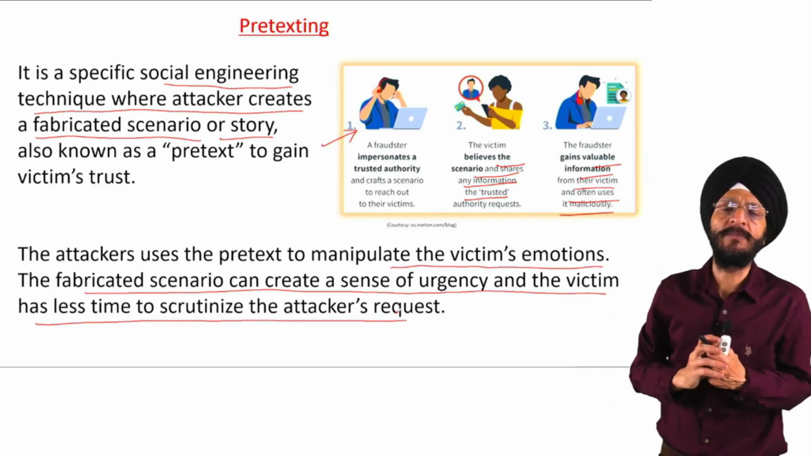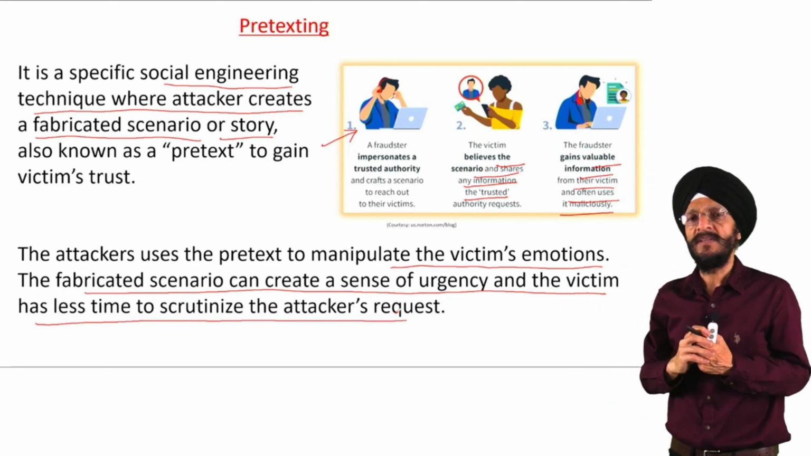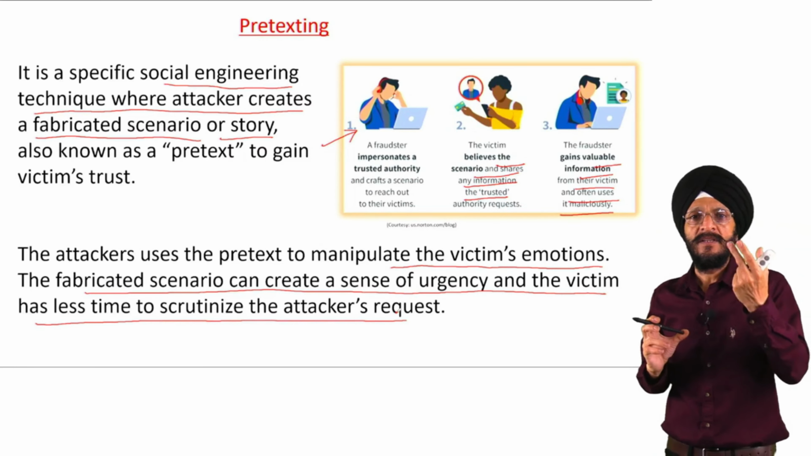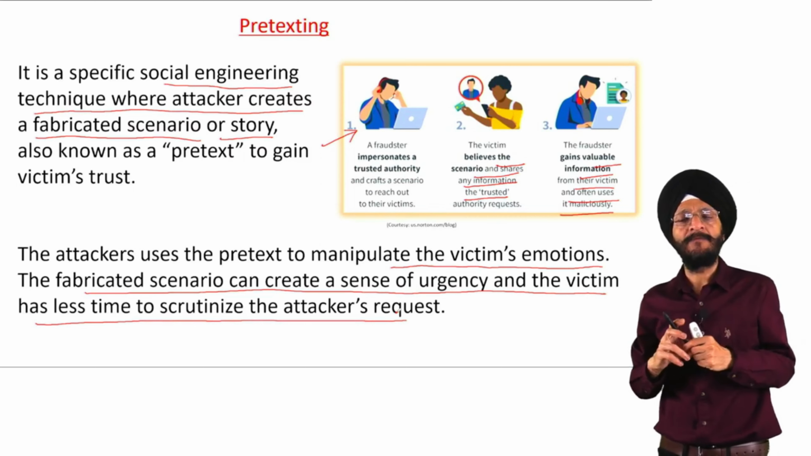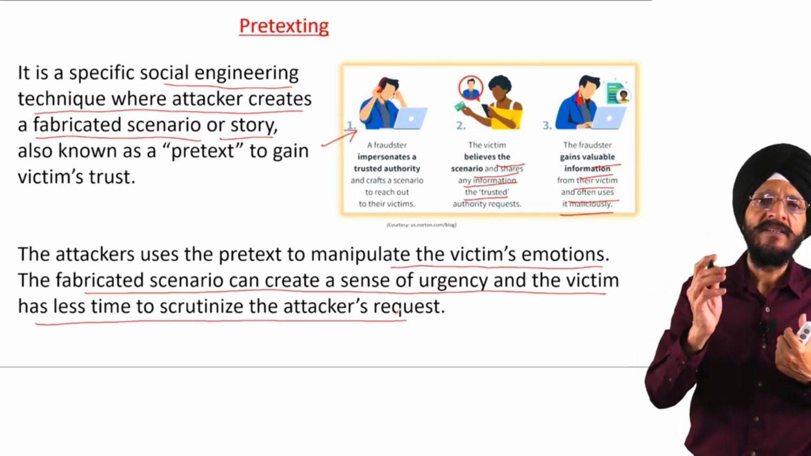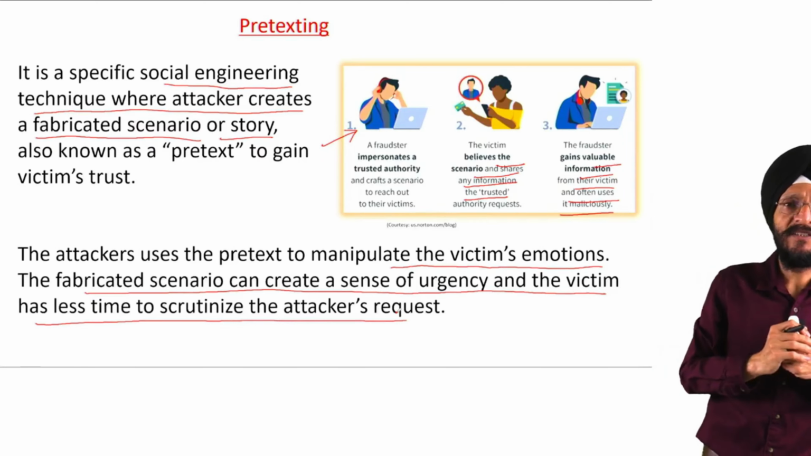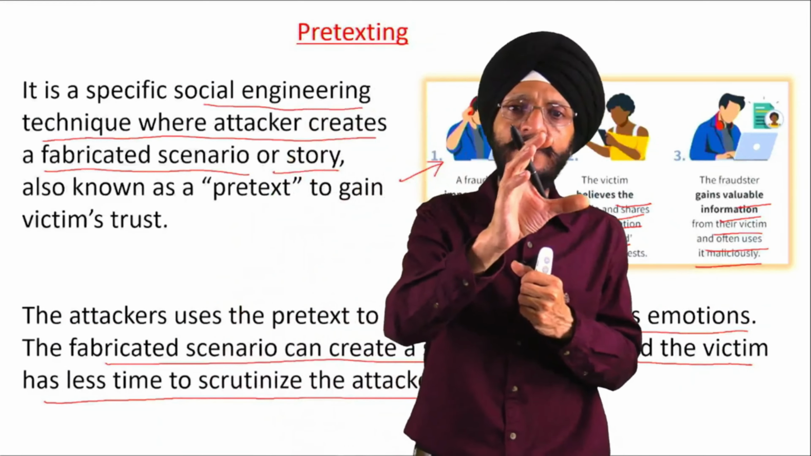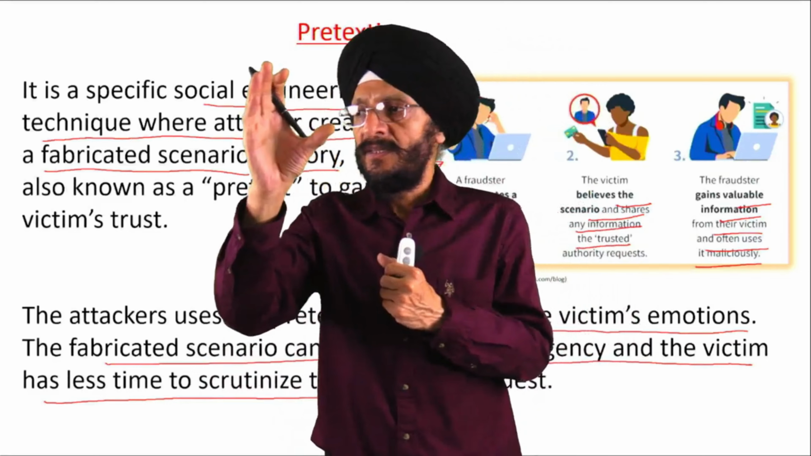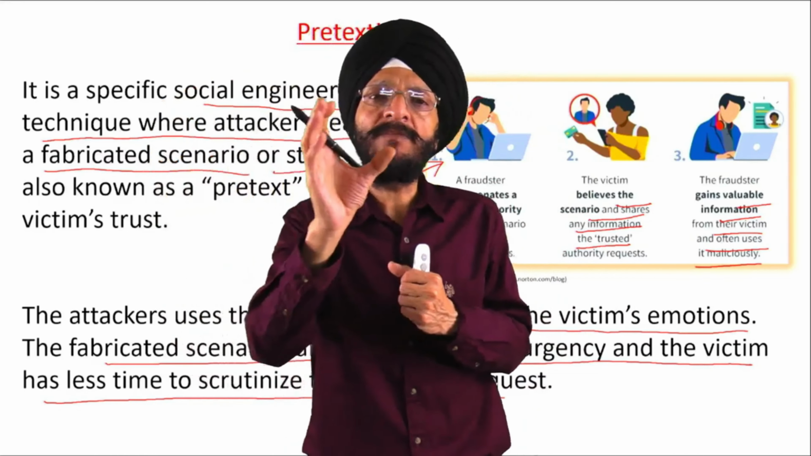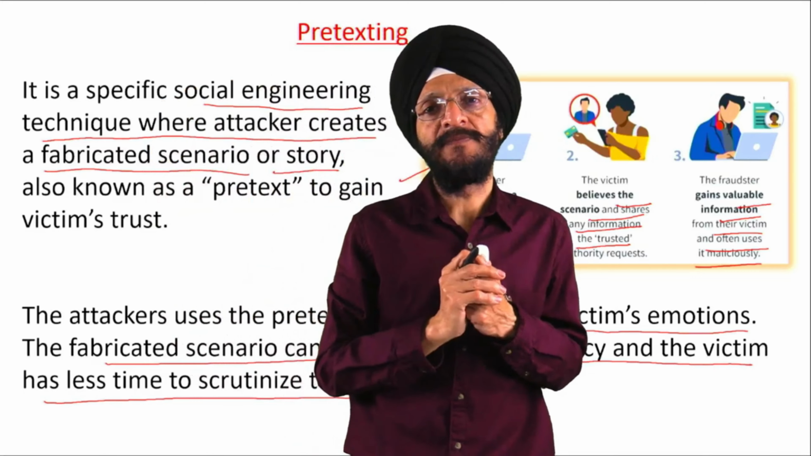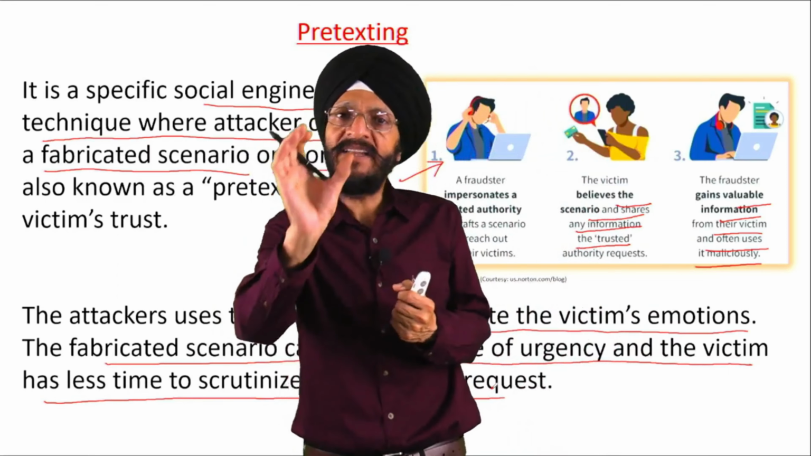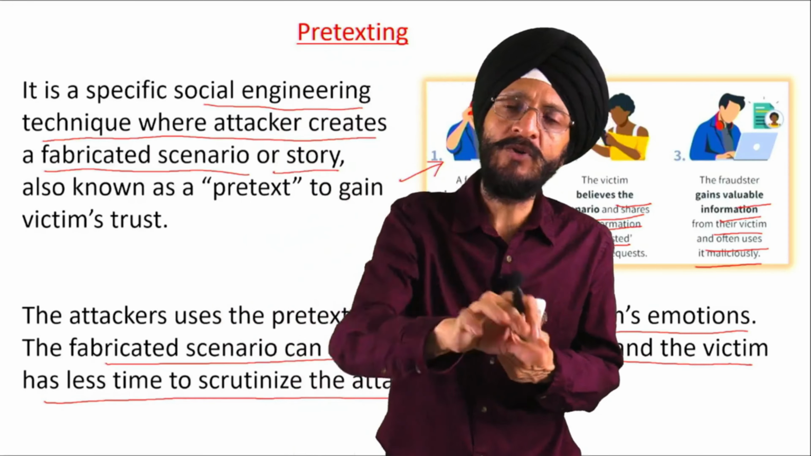It may also be possible that you receive a telephonic call from a person who says that he is from a law enforcement agency, a police inspector who is verifying the case of some stolen credit cards. He is investigating a case of some stolen credit cards, and those credit cards have been used on your website.